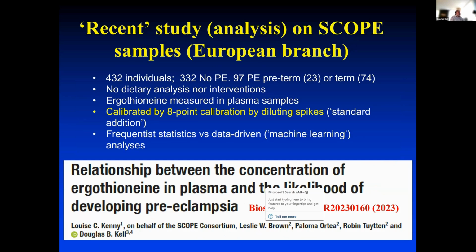And more recently, we've reverted to reanalyze some of the SCOPE samples, and this audience will know what SCOPE is, a very big trial of an analysis of pre-eclamptics and non-pre-eclamptics. They didn't have any dietary interventions or analysis, but we used a very good quantitative metabolomics method to ask the question, what is the relationship between the amount of ergothioneine in their plasma in the SCOPE samples versus whether or not they got preterm, term, or no pre-eclampsia? And that was published relatively recently, and the reference is there.